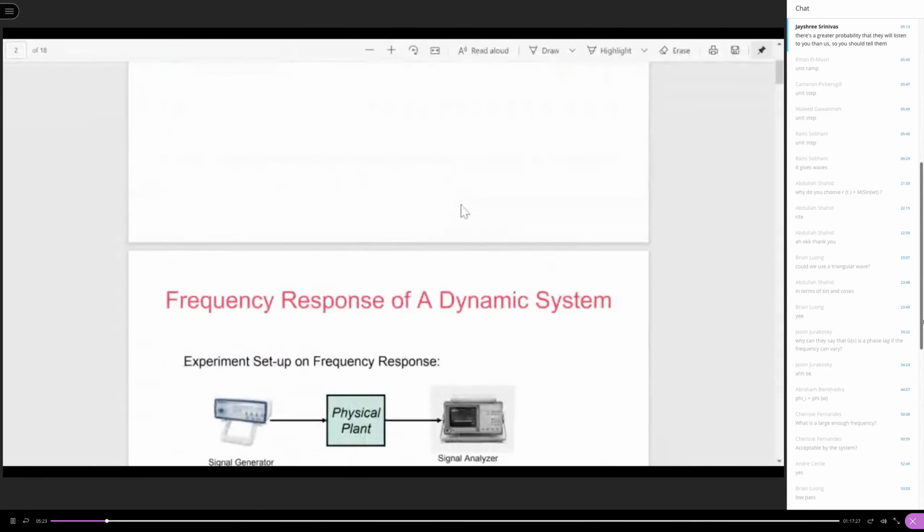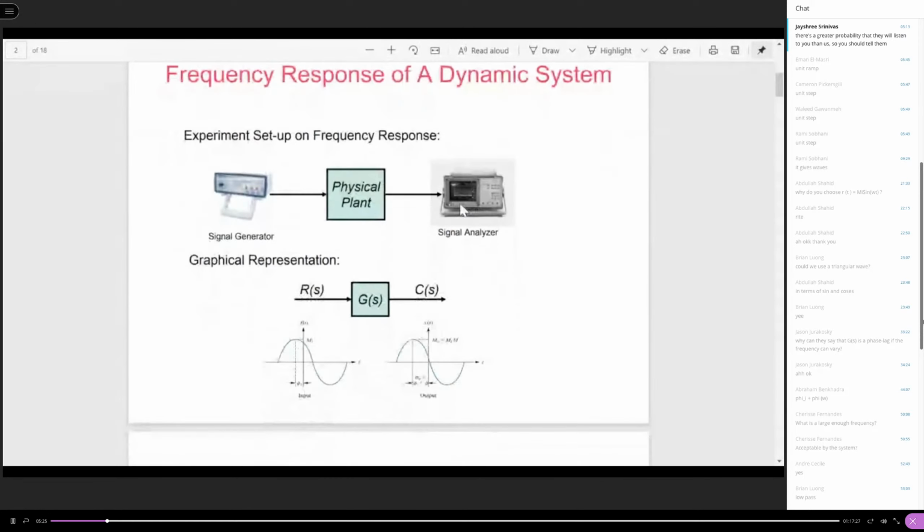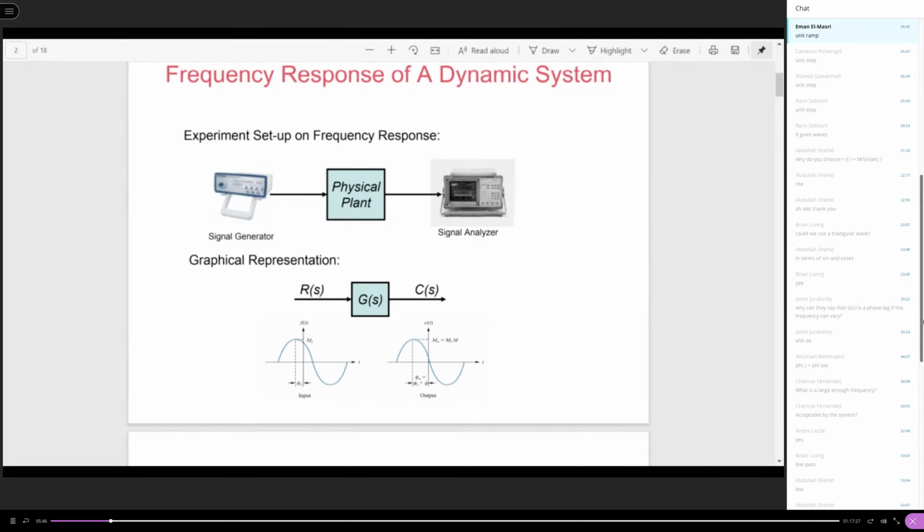Okay, now the frequency response. If you remember, we talked about the testing signal for the physical system. Is that right? Can someone tell me what kind of testing signal we mentioned? Can someone give me some answers? Testing signal. Yes, unit ramp. Unit step. Right.